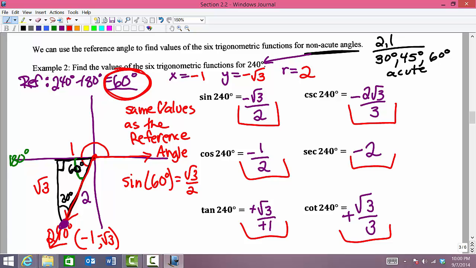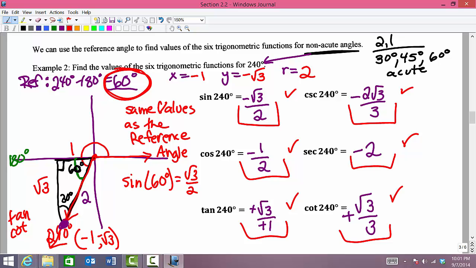The only difference between the values for 240 degrees and the values for 60 degrees is going to be the signs of each of our trig functions. We know that in quadrant 3, the only things that are positive are tangent and cotangent. And when we look through all of our signs, we see that tangent is positive, cotangent is positive, and the other 4 trig functions are negative.